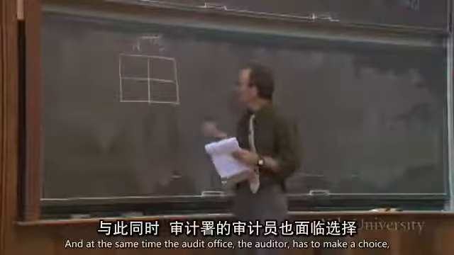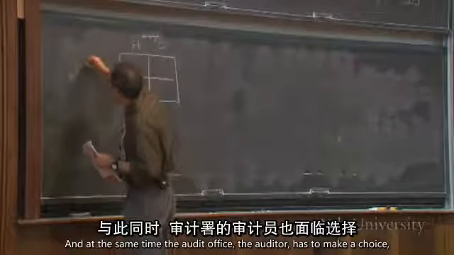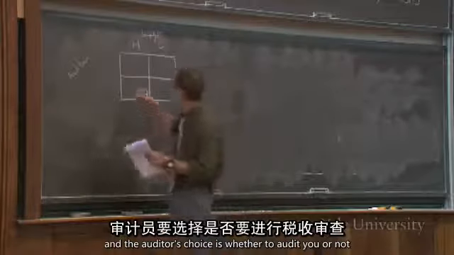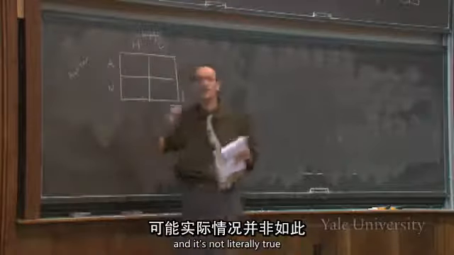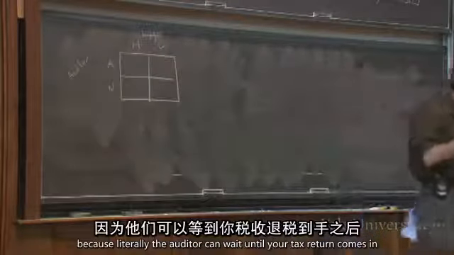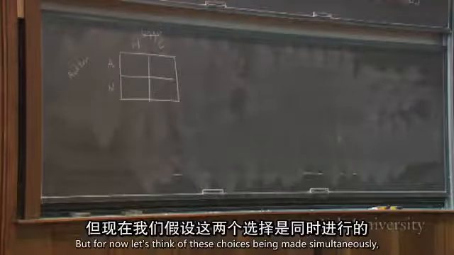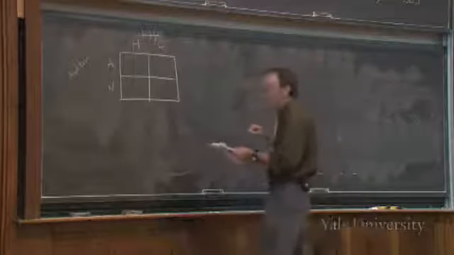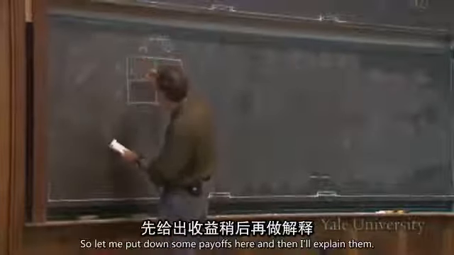All right, and at the same time, the audit office, the auditor has to make a choice, and the auditor's choice is whether to audit you or not. And this is not literally true, because literally the auditor can wait till your tax return comes in and then decide whether to audit you. But for now, let's think of these choices being made simultaneously. We'll see why that makes it more interesting. All right, so let me put down some payoffs here, and then I'll explain them.